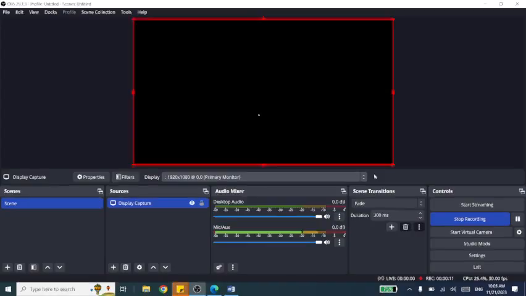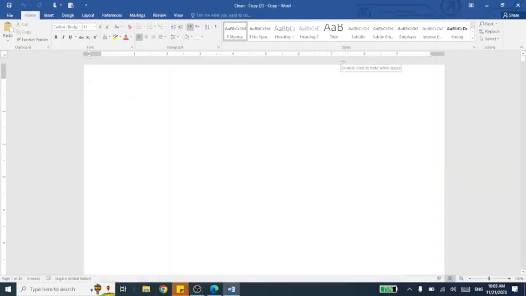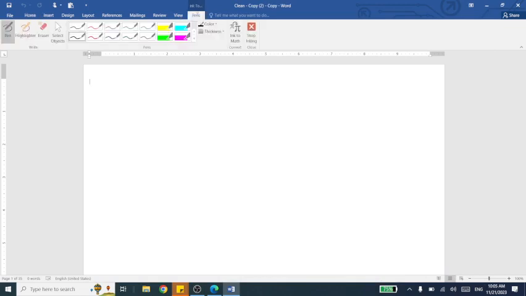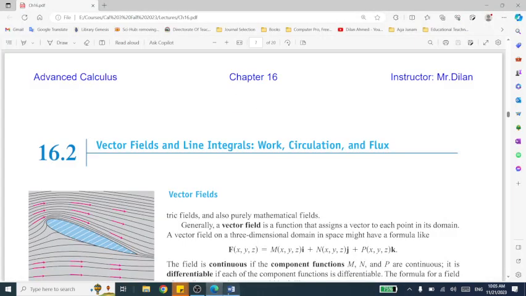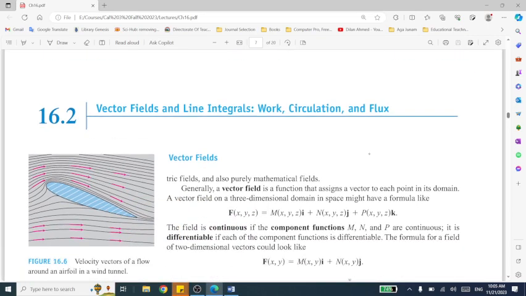Today we are going to talk about 16.2. We have something that we need to mention, and it's very important for the final, because after the midterm the subjects are more important. We have a vector field here, and we have work, circulation, and flux. Also, we have a flow. So these four physics phenomena, you can use in whatever you have.